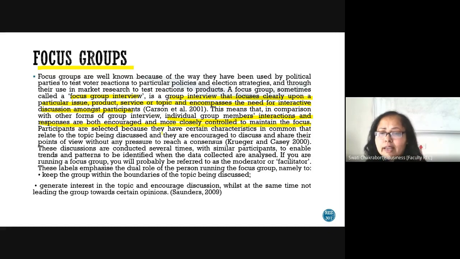When these participants are selected, why? Because they have certain characteristics in common that relate to the topic being discussed.